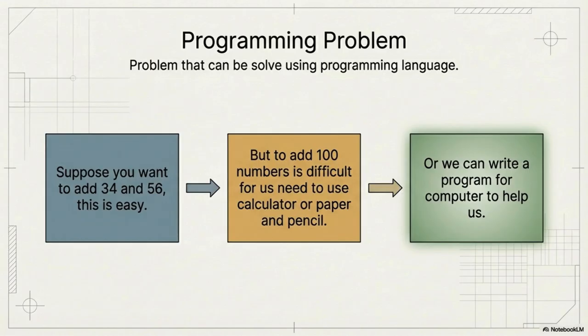So we need to use programming, which is embedded in the calculator, or if manual, we need paper and pencil. So this can be considered as hardware, right? Or the easiest, we can write a program for the computer to help us. So that's the point, to solve a programming problem, because not all problems can be solved without a computer, and a computer also cannot solve every problem in the world.